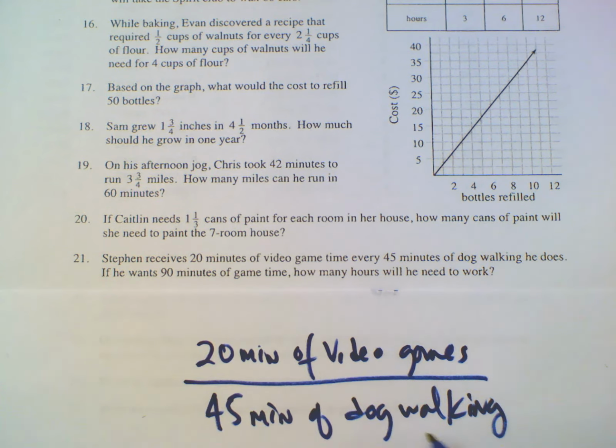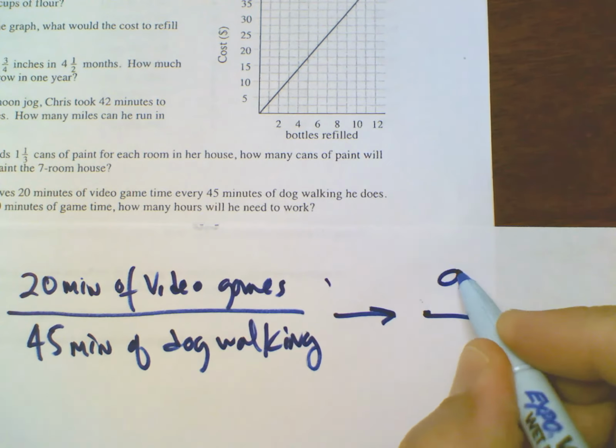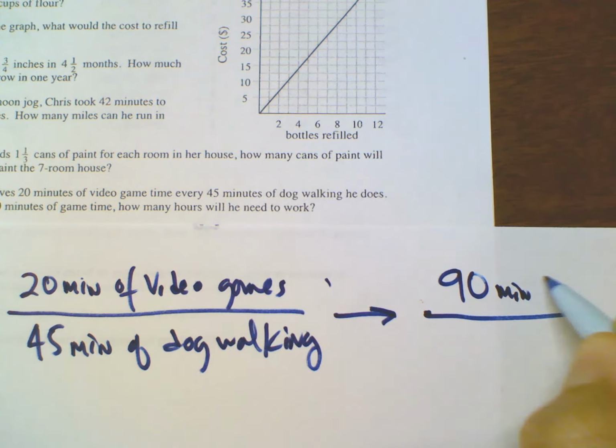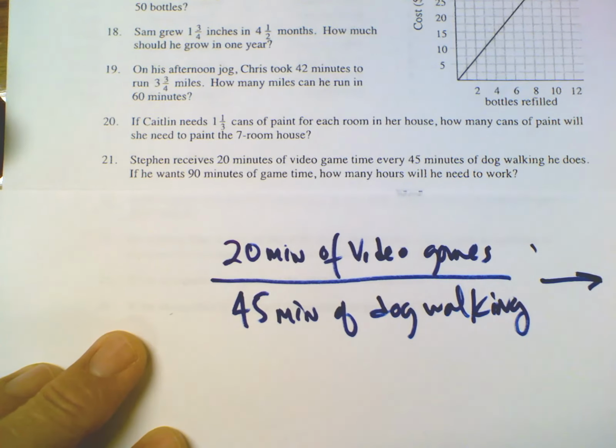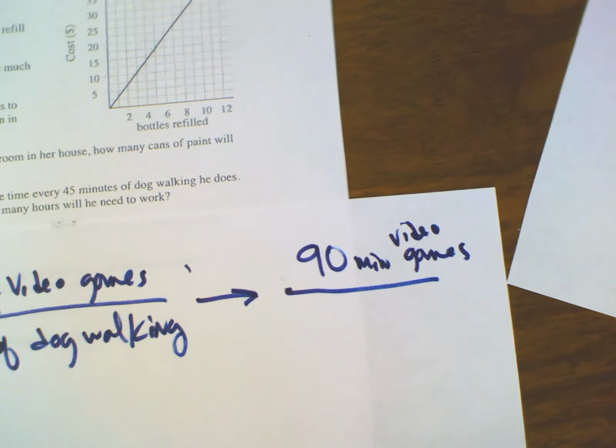So, if I have that in my ratio, what I've got now is he wants 90 minutes of game time. So what he wants is that over here, he wants 90 minutes of games. How is he going to get 90 minutes of video games? What does he have to do? How much time will he need to spend with the dog to get 90 minutes?